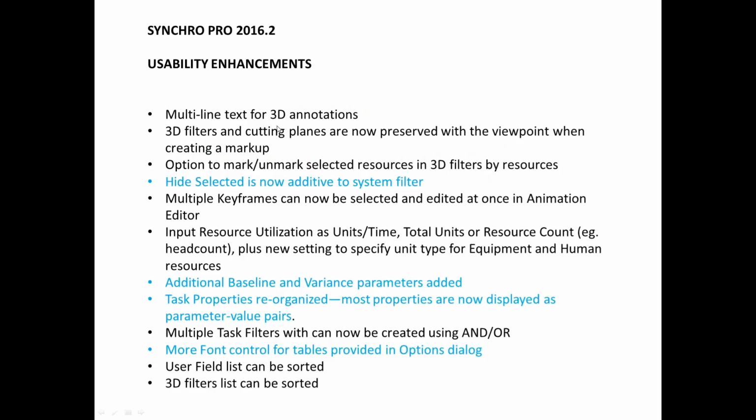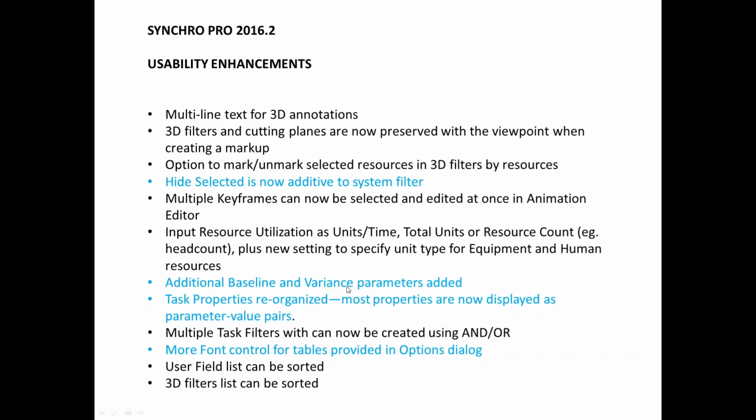3D annotations can now have multi-line text. Filters and cutting planes will be preserved when creating a markup; before these would disappear. If you're hiding elements in a view, now when you add new elements to be hidden, it won't bring back previously hidden elements; it's more of an additive filter system. In the animation editor, you can now select multiple keyframes and slide all that information along as a group, so it makes it a lot easier to keep things synchronized.